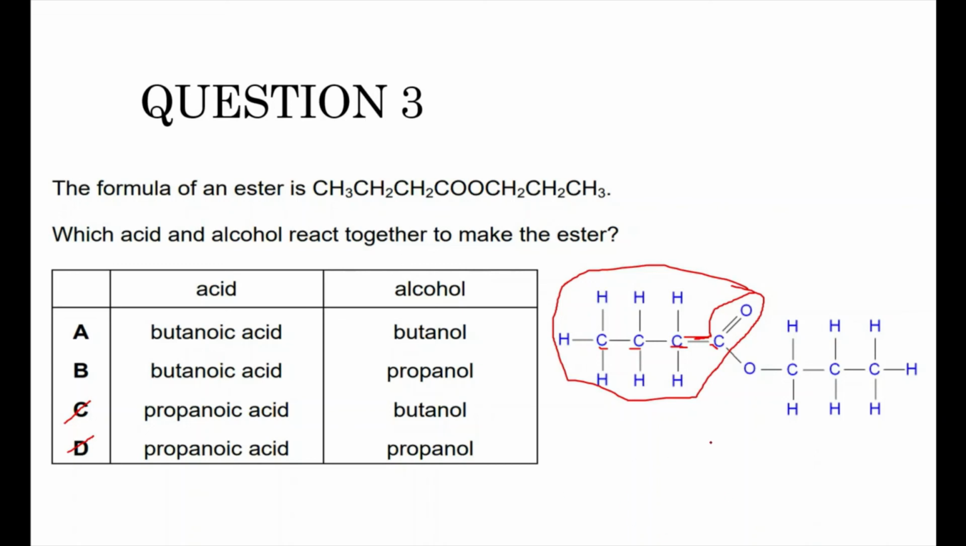Now the side which has O with it will be the alcohol, right? This whole thing is part of the alcohol, and the carbon atoms are 1, 2, and 3. When there are 3 carbon atoms, it is propane. So the alcohol will be propanol. So where the acid is butanoic acid and the alcohol is propanol, the answer will be B, right?